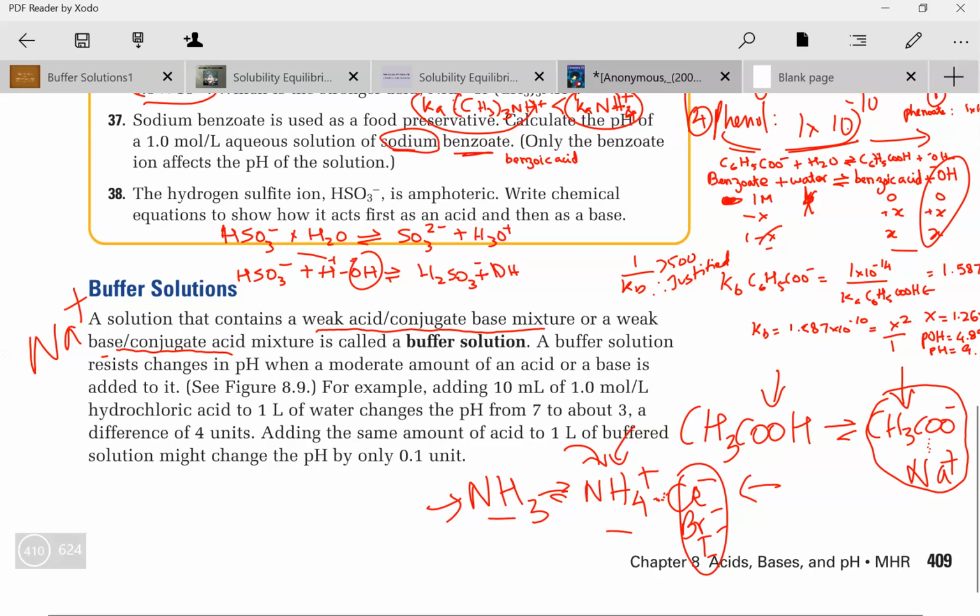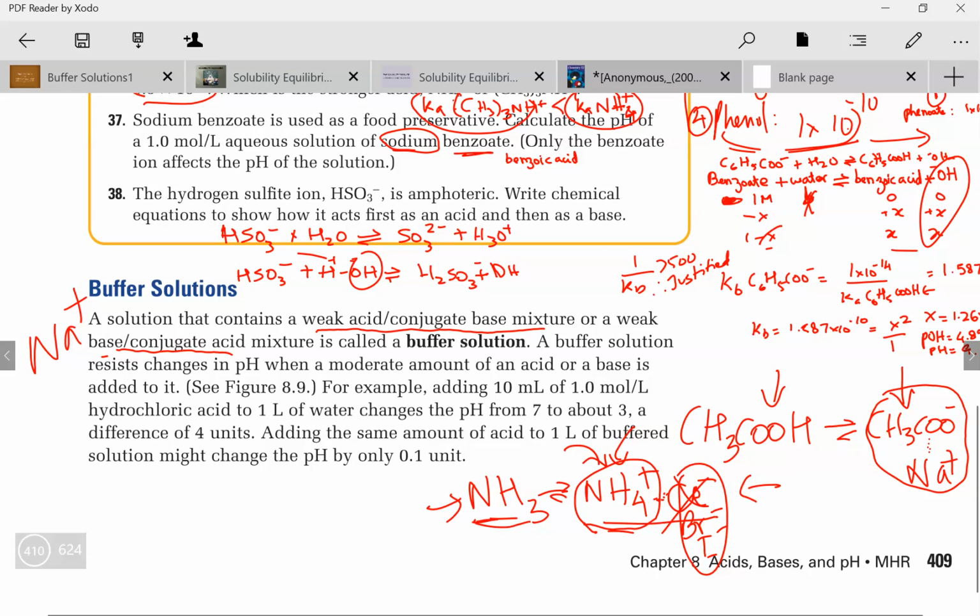Basically, if I have ammonia and ammonium chloride, I have ammonia and ammonium in solution. The chloride is just a spectator ion and does not count for anything.